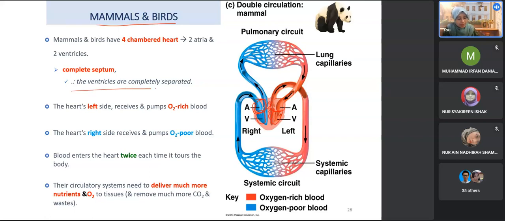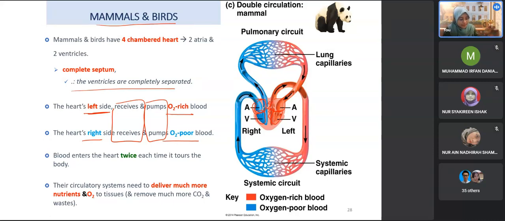Therefore the ventricles are completely separated, and there will be no mixture between the oxygen-rich blood and the oxygen-poor blood. The left side of the heart, left atrium and left ventricle, will receive and pump oxygen-rich blood. The right side, right atrium and right ventricle, will receive and pump oxygen-poor blood. Receive is by the atrium, pump is by the ventricle. Pump means that the chamber pumps the blood out of the heart.